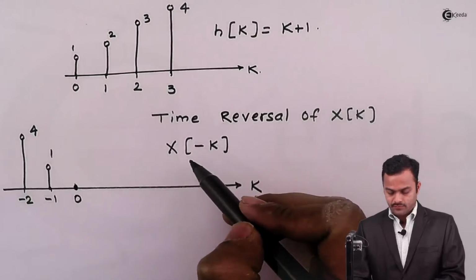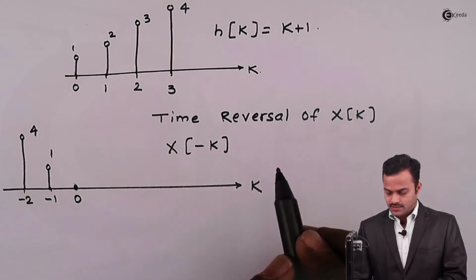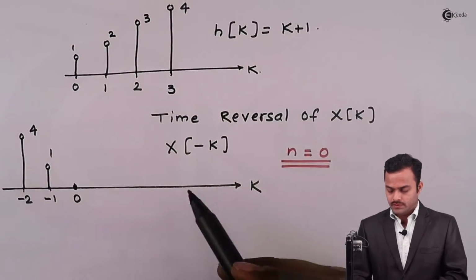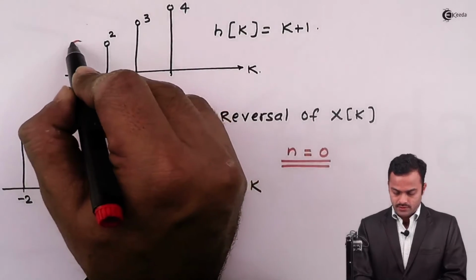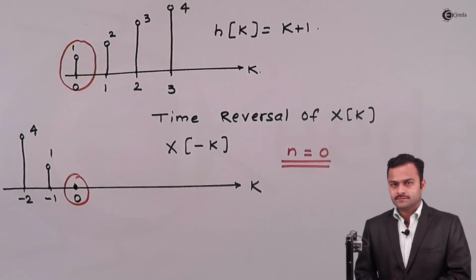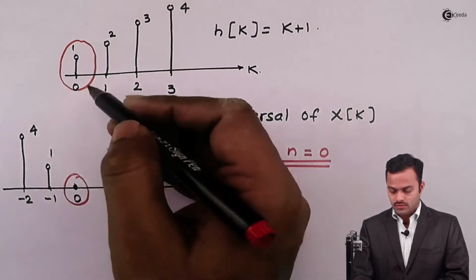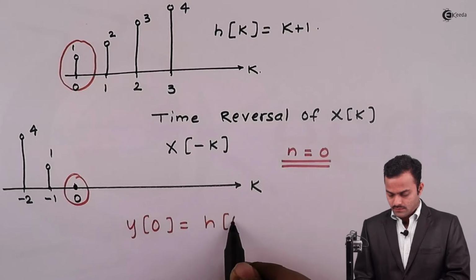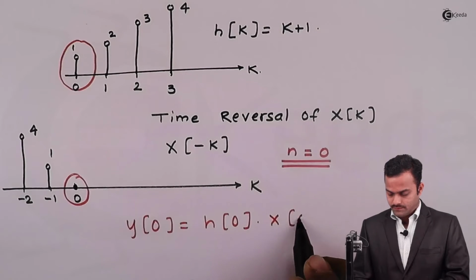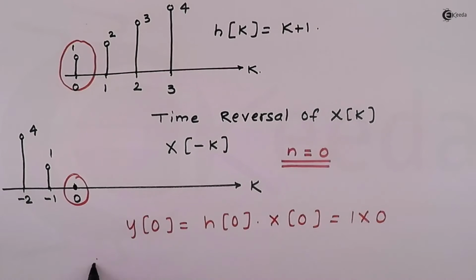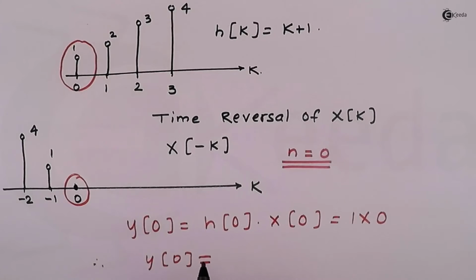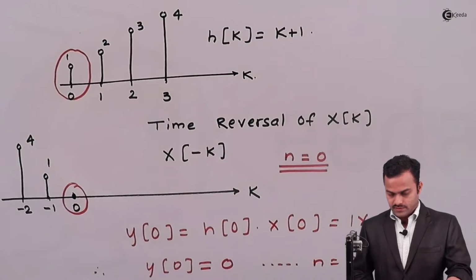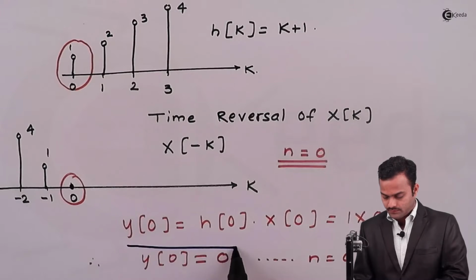Or I can say this x of minus k has shifted by 0 samples, so that very same sequence I can consider with a 0 shifting, so that I can check what is common between these two signals to get a convolution output. So over here, this I am getting common, but unfortunately here the signal value is 0, so I can say over here y of 0 is h of 0 multiplied by x of 0. So it is 1 multiplied by 0. In the end, I will get y of 0 equal to 0. So this is the convolution output I am getting for n equal to 0, which we can consider as the first output sample we got.